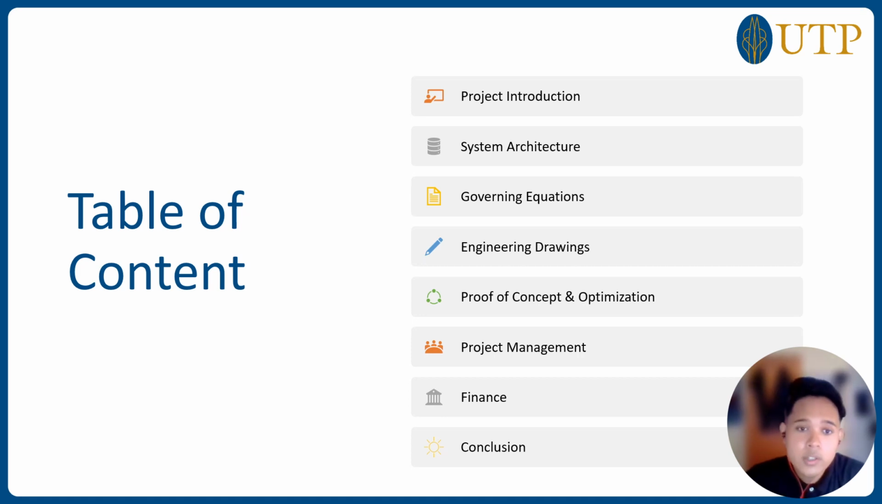So we continue with the study agenda, which is project introduction, system architecture, governing equations, engineering drawing, proof of concept and optimization, project management, finance and conclusion.